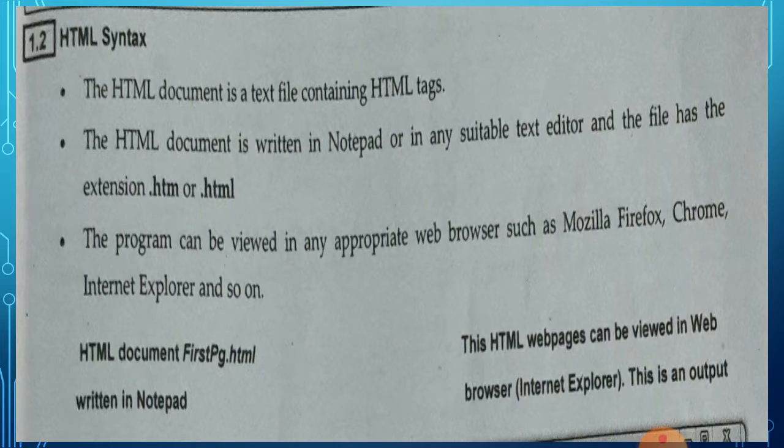So we write the HTML programs, and they must be within tags only. An HTML document is a text file containing HTML tags. It is written in Notepad or any suitable text editor, like in Fedora we write in a terminal, and the file has to be saved in .htm or .html format. For example, first program .html, we have to save that with a .html extension.